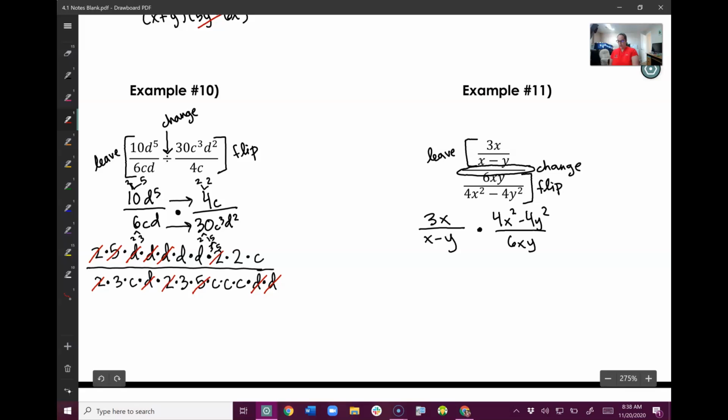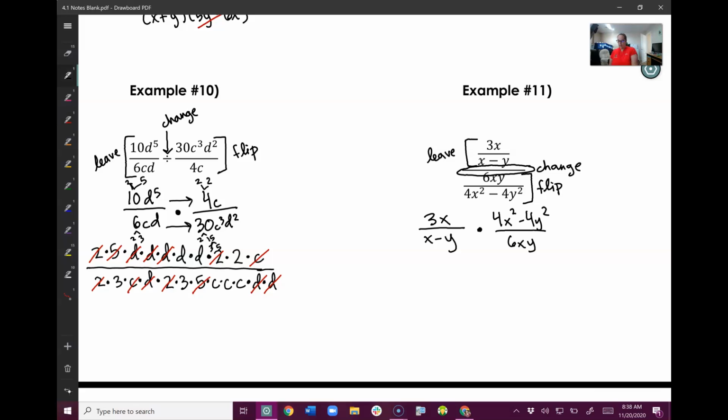Got a 2 that cancels. And a c that cancels. And I think that's all that cancels. I don't see any other pairs on top and bottom. So now we just combine what's left.